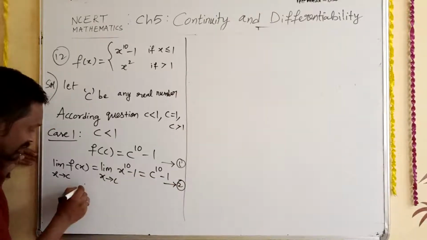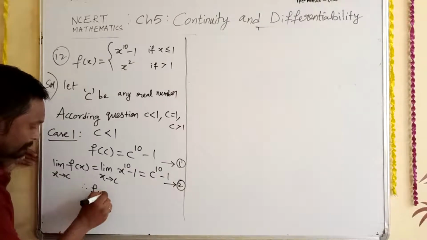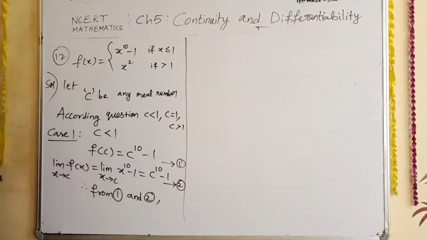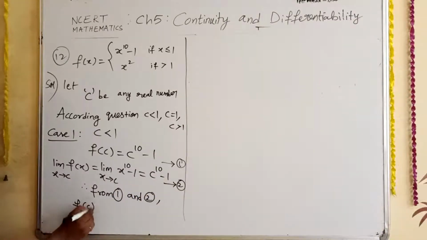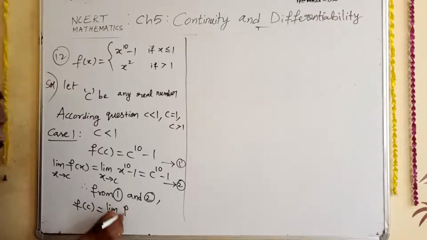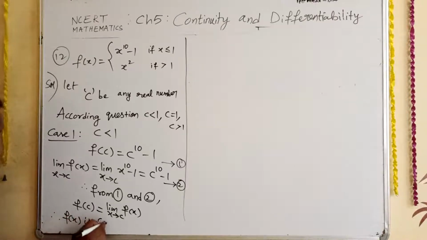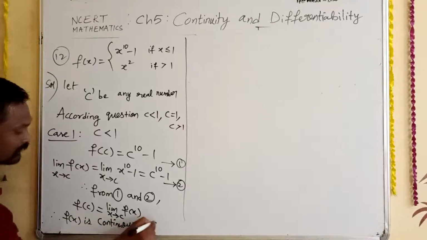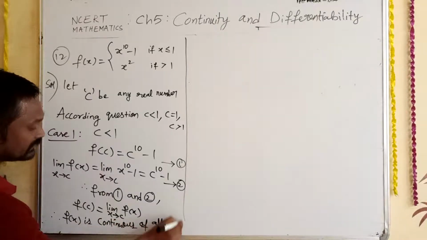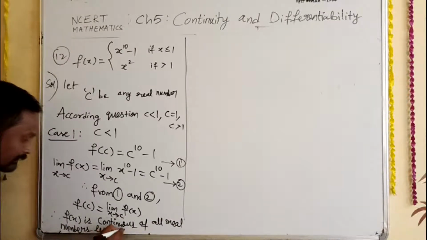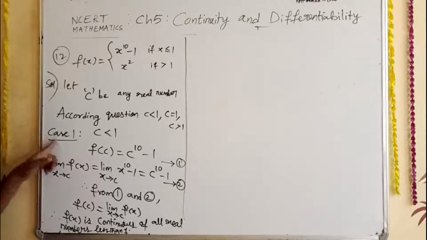So at last, what will we get? Therefore, from 1 and 2, f of C is equal to limit x tends to C of f of x. Therefore, f of x is continuous for all real numbers less than 1. Okay, that is your case number 1.